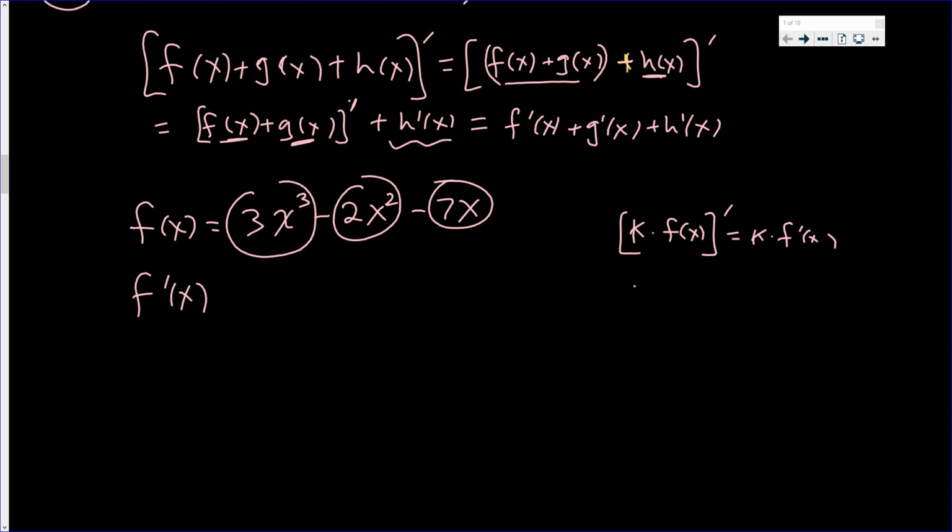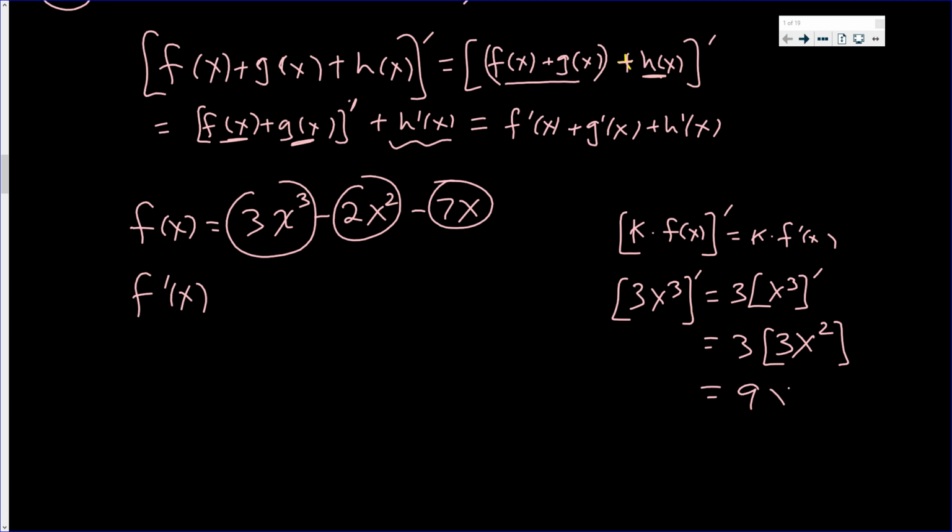Now, when you have 3 times x cubed and you want the derivative, you can just multiply 3 by the derivative of x cubed. And the derivative of x cubed is you bring down the power, make the new power of x 1 less, and that gives you 9x squared. It would have been easier if we had just multiplied this 3 by this 3 from the get-go. This is 9x squared.